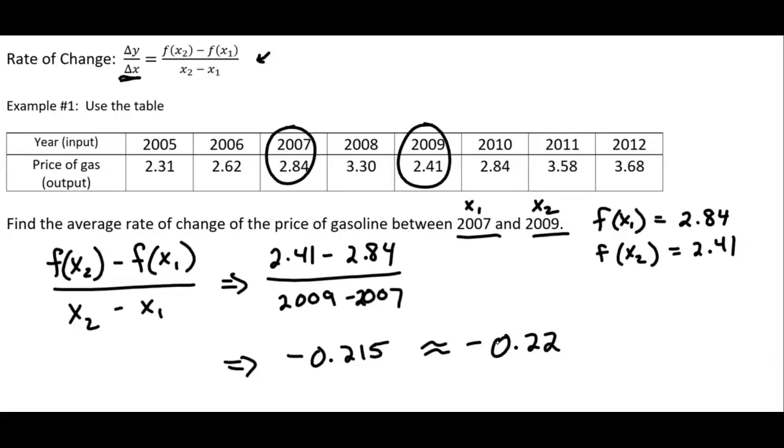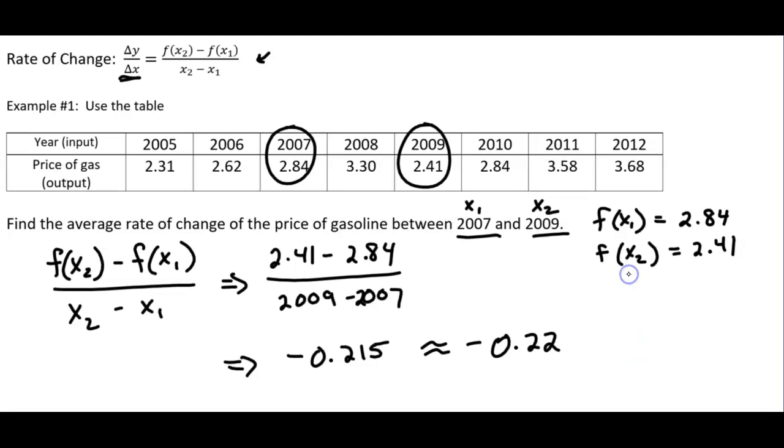So what does all that mean? How do we interpret it? Well, between the years 2007 and 2009, it was decreasing. The gasoline prices were decreasing at an average rate of 22 cents a gallon. I don't remember gas going down, but it must have been true. Okay. So that's how you interpret it, and that's how you do a problem with table information.